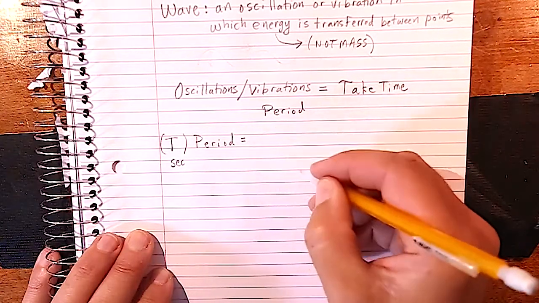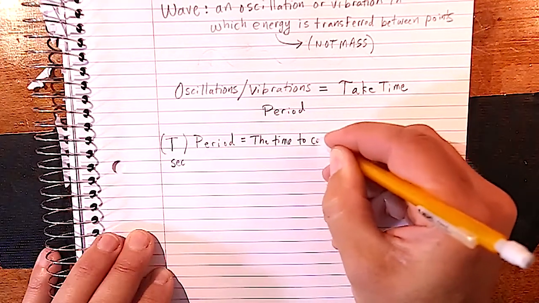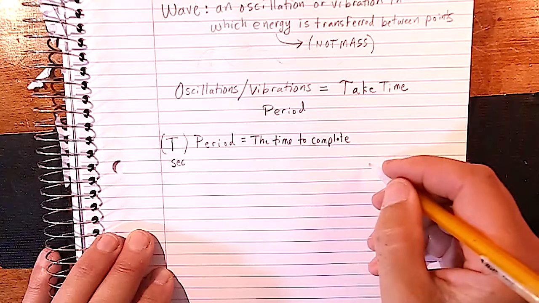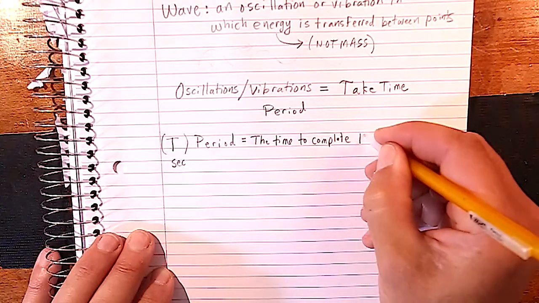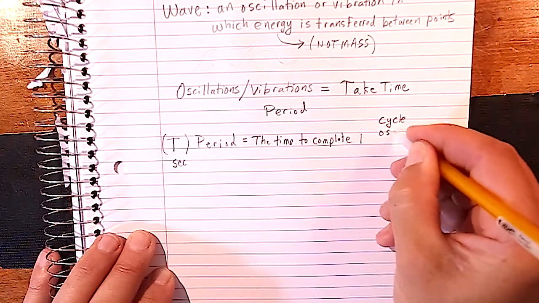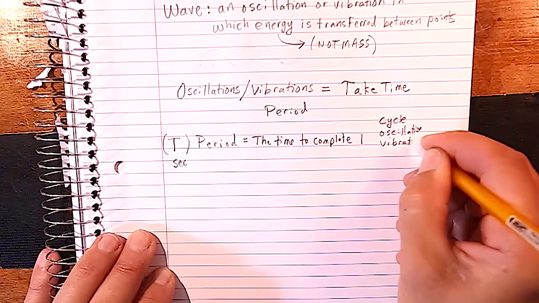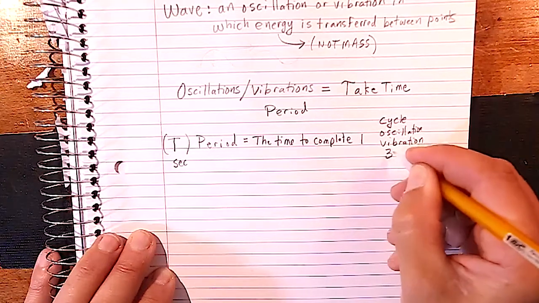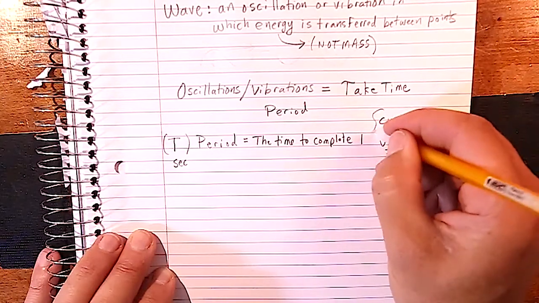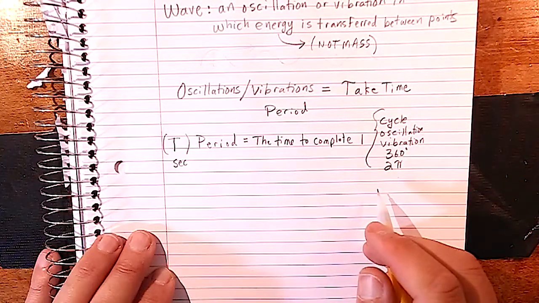So what is period defined as? It is the time to complete what? Well, we could say this a whole bunch of different ways. The time to complete one cycle, oscillation, vibration, and we could even define it mathematically as 360 degrees or 2 pi. So it is the time to do one of these, and these are all the same thing.